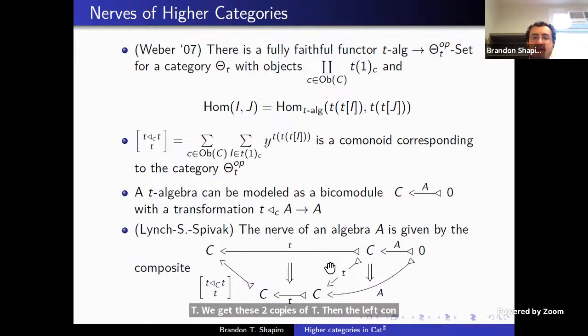And what we see is that TA, T composed with A, can be regarded as a coalgebra for the comonoid theta T op, as written here. And coalgebras for this, regarded as a bicomodule, correspond to theta T op sets when we treat this as a category. And you can show that by abstract nonsense in Cat Sharp. And so the construction of the nerve just reduces to this picture.